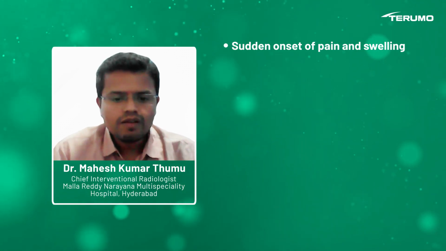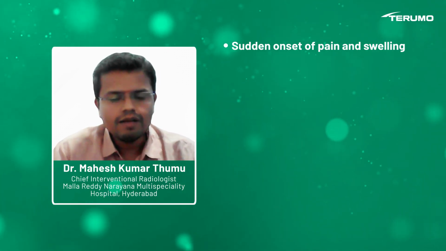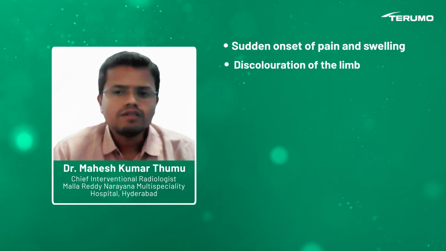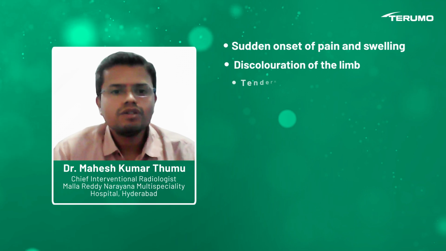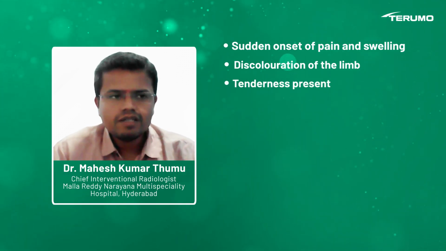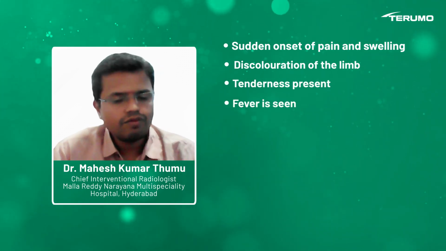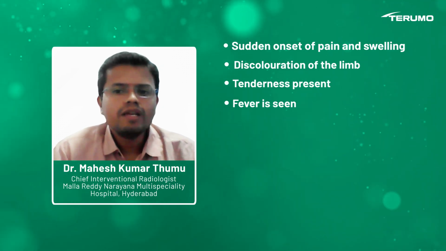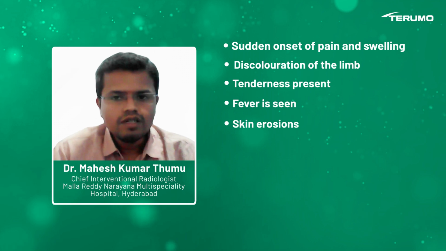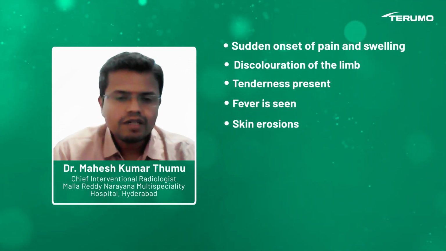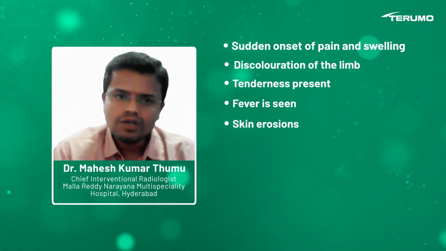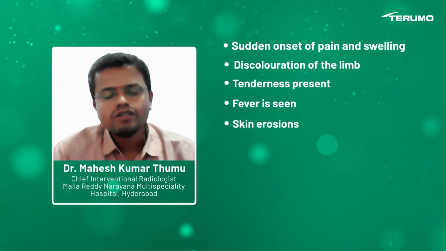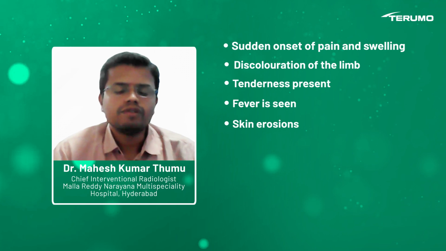The swelling of the entire limb will be there. Sometimes there will be discoloration of the skin, some redness, and majority will have a tender touch. These are the major symptoms: associated fever, then severe pain. Sometimes skin erosions can also be seen. But the foremost symptoms are swelling with pain. It can be unilateral, limited to a single leg, or it can be bilateral. Accordingly, the treatment differs.